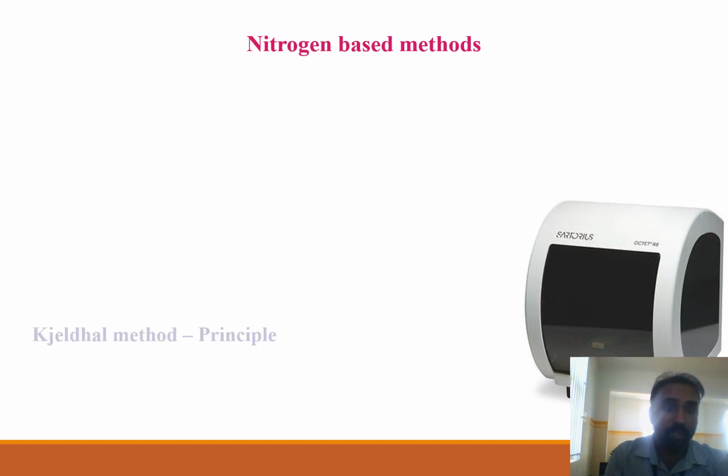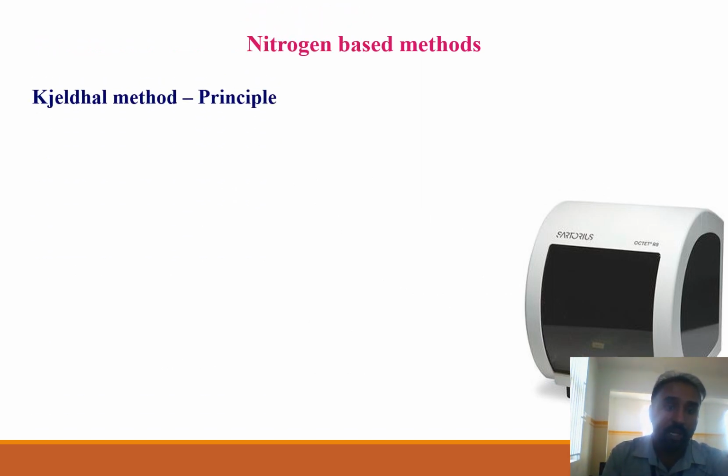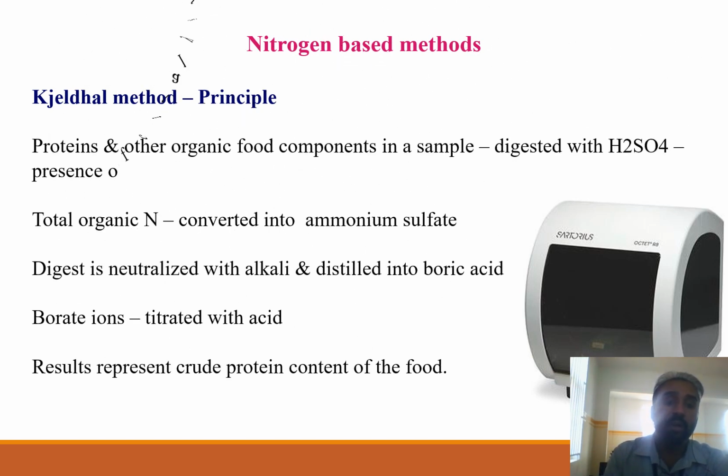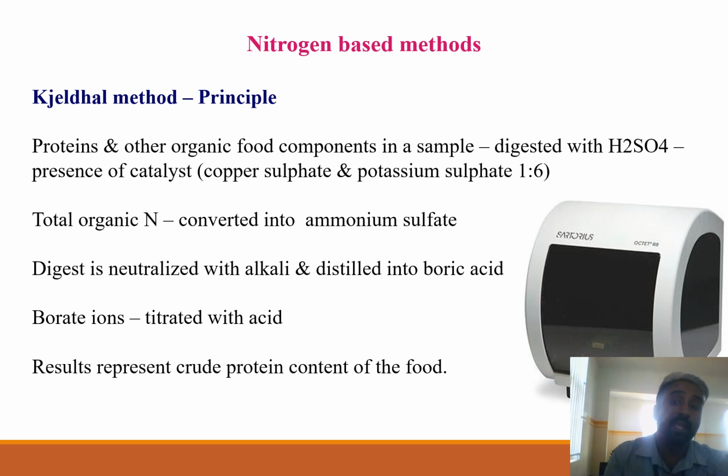So nitrogen-based methods, that is the Kjeldahl method. That is the main principle of the Kjeldahl method. The proteins and other organic food components in a sample are digested using sulfuric acid in the presence of a catalyst mixture, copper sulfate and potassium sulfate, in a 1:6 ratio. So 1 is copper sulfate and potassium sulfate is 6. Total organic nitrogen is converted into ammonium sulfate. Then the digest is neutralized with alkali and distilled into boric acid. The borate ions are titrated with acid, and the result represents the crude protein content of the food.